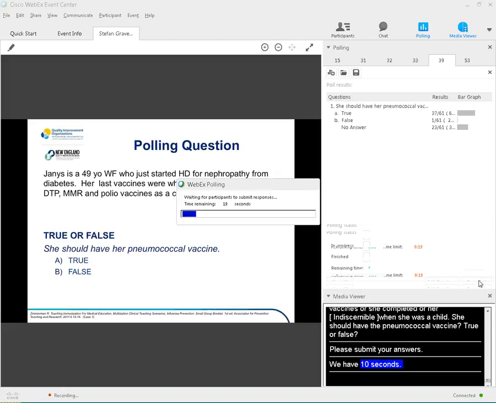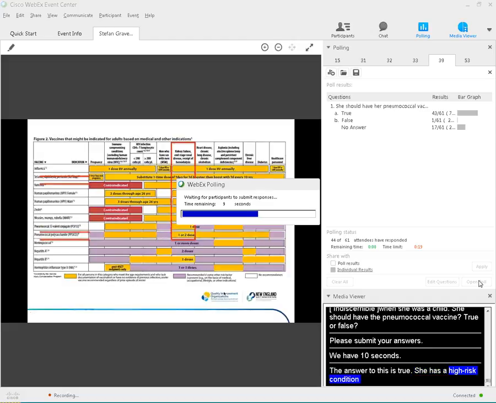Okay, we're going to close the polling. So the answer to this is true. She has a high-risk condition for which she should get her pneumococcal vaccine, so she would qualify for this. In a moment, we'll see the polling answer.